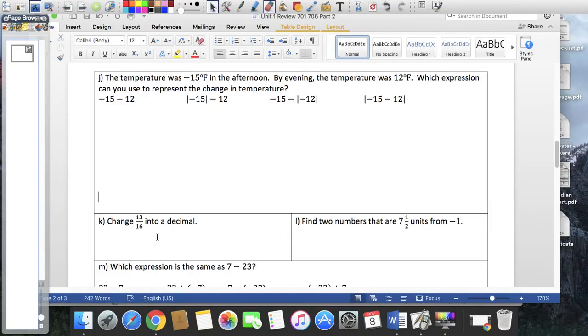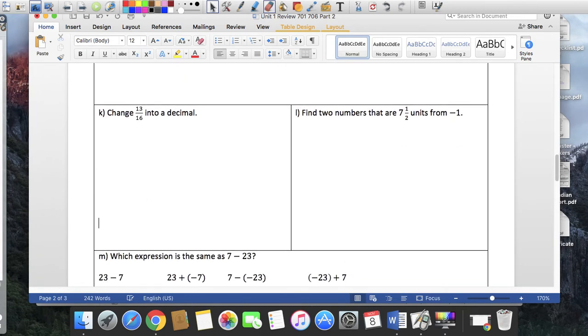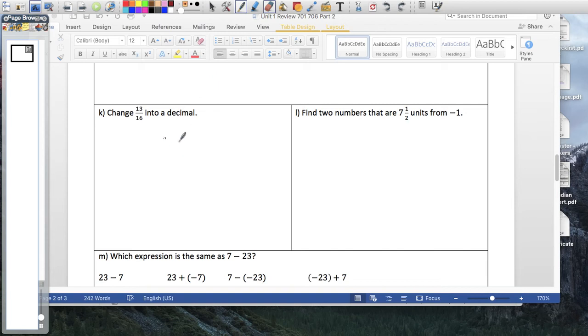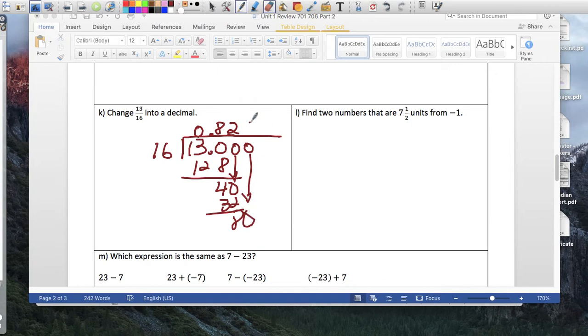Change that thing into a decimal. 13 divided by 16. 16 doesn't go in, so right away it's going to change to decimal. 8 times 16 goes for 128. 4 left over, bring a 0 down. 16 goes into 40 2 times, which is 32. 8 left over, bring a 0 down. And 16 goes into 80 5 times. So it's a terminating decimal, not a repeating decimal. It ends right here at 0.825.